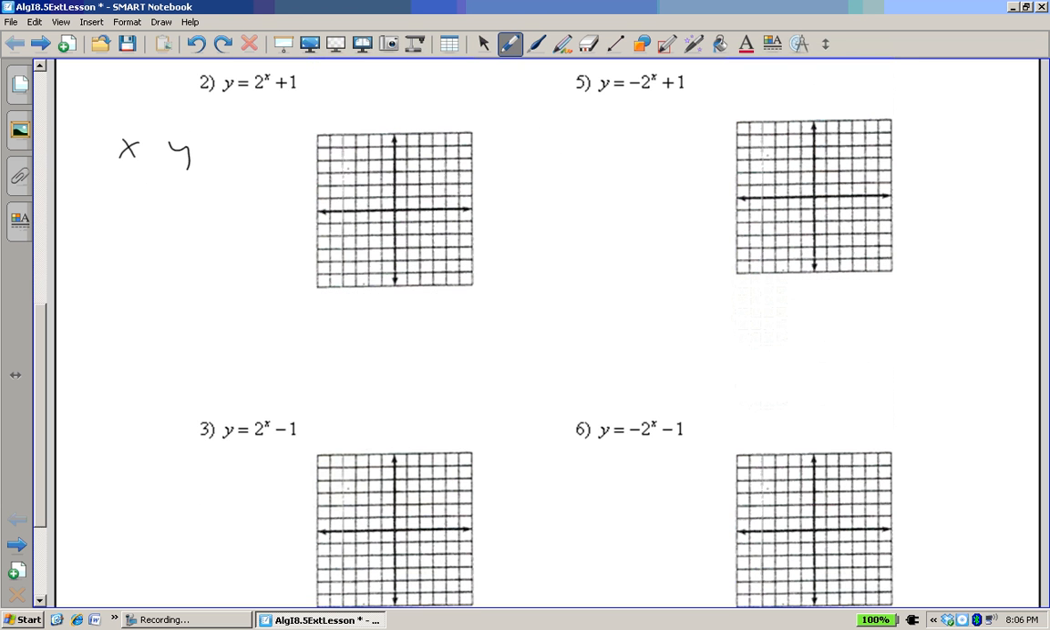Again, we're going to start with the same set and really the same start to our x values, our table. All right, so y equals 2 to some power plus 1. Okay, so to the negative second power. Well, to the negative second power, I'm going to put that over 1 and flip it down. We have 1 over 2 squared plus 1. That's 1/4 plus 1, or 1 and 1/4.